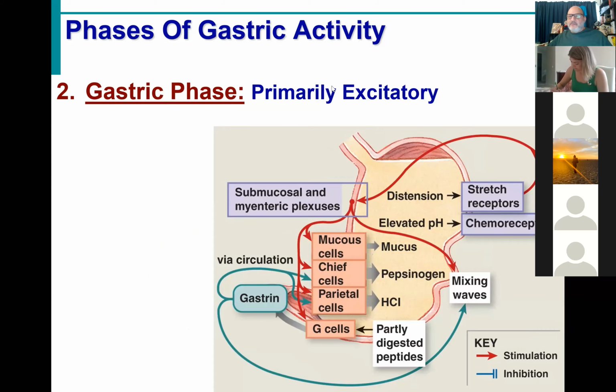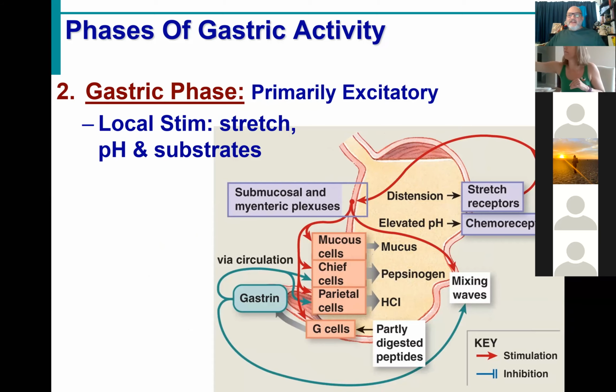Gastric phase is primarily excitatory. Again, the stomach doesn't care what the food is or how it got there. It just wants to process what's inside of it. So this is primarily from a neural standpoint, our intrinsic or short reflex. We have some change in the stomach, a stretch, a change in pH, a change in osmolarity, or the presence of certain amino acids or certain fatty acids or things along those lines.